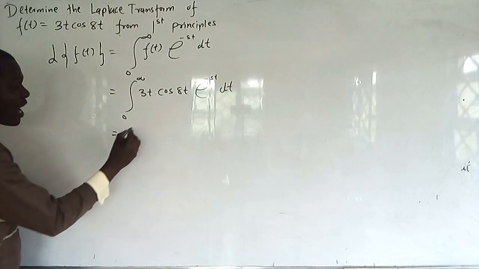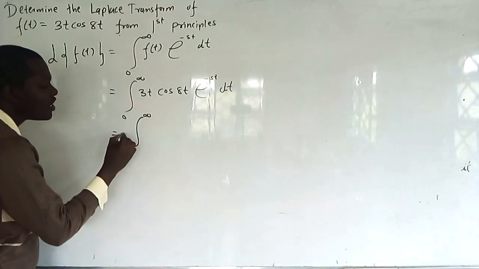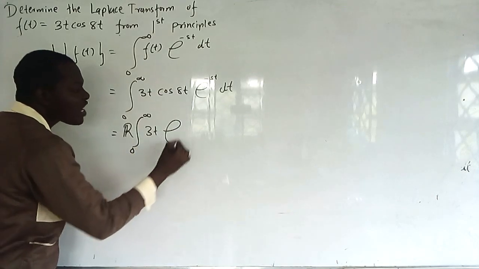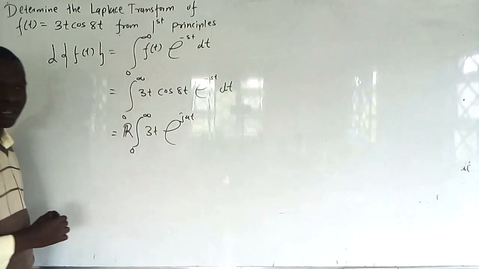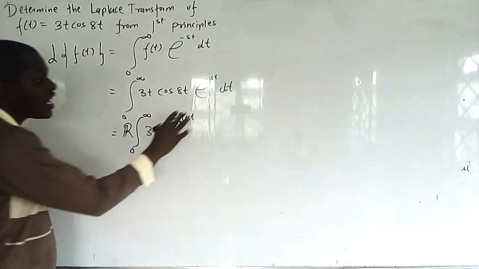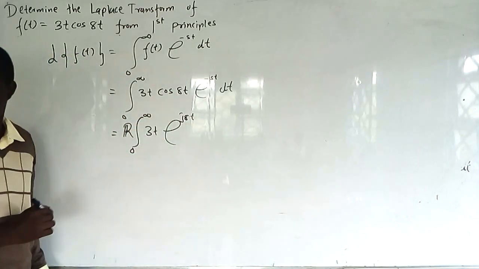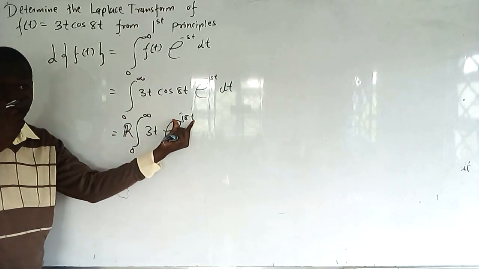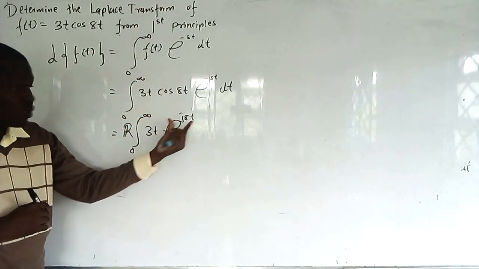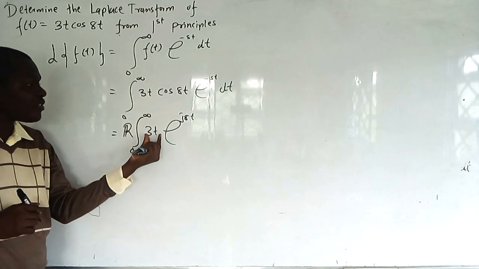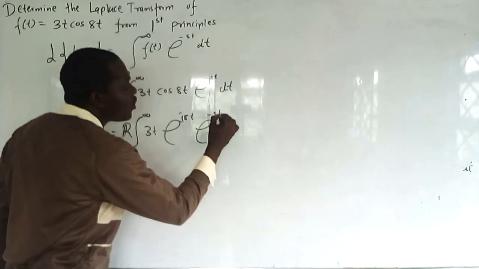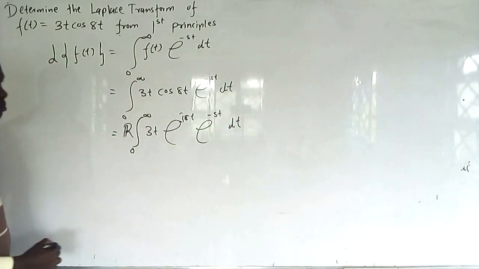Yes. So there you are going to have the integral from 0 to infinity of the real part of 3t times e^(jat), because cos(at) is the real part of e^(jat). Are you seeing that? Yes. Because cos was the real part of e^(jat), isn't it? Yes. So it is the integral of the real part of 3t e^(jat) times e^(-st) dt.